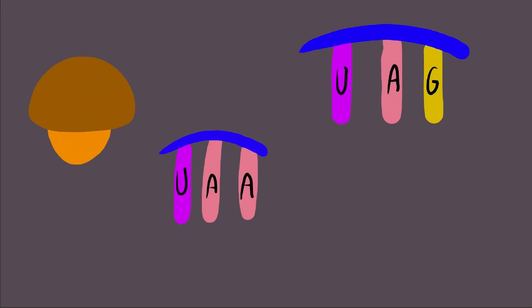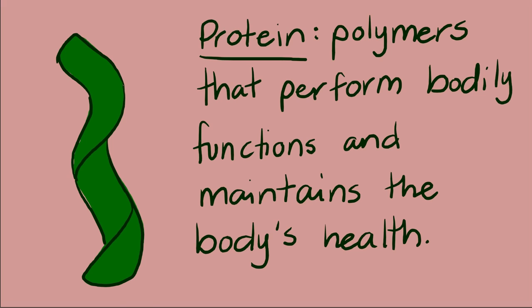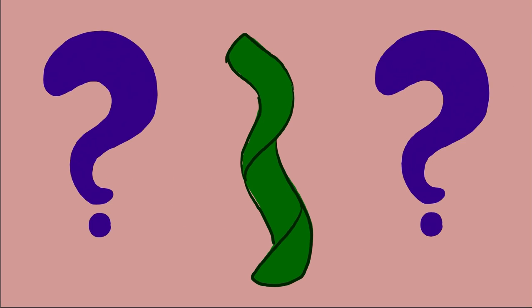The ribosomes finish at one of the 3 stop codons, UAG, UAA, or UGA. When the order is completed, it folds into a 3-dimensional figure, which becomes a functional protein. Proteins are polymers organisms need to function, maintain homeostasis, and repair their structure. Now, what happens when something goes wrong?